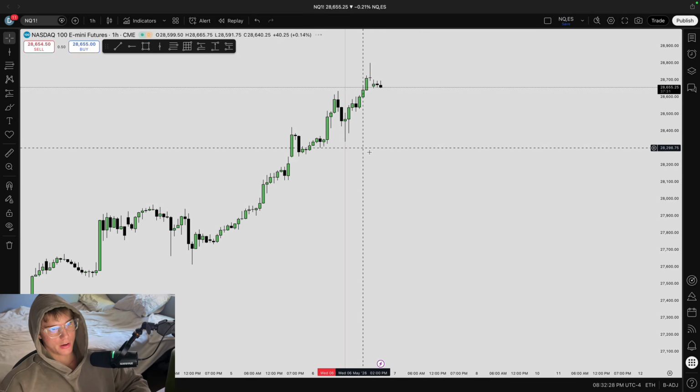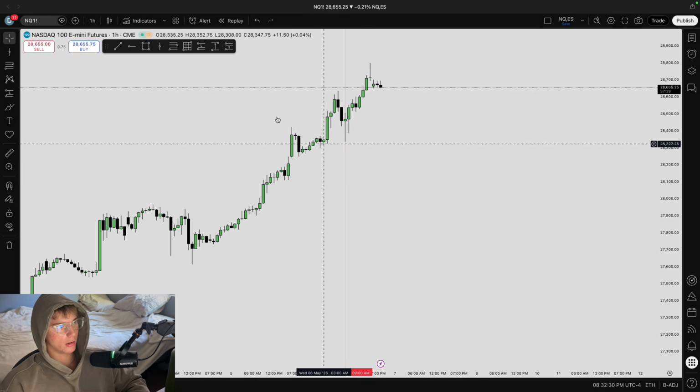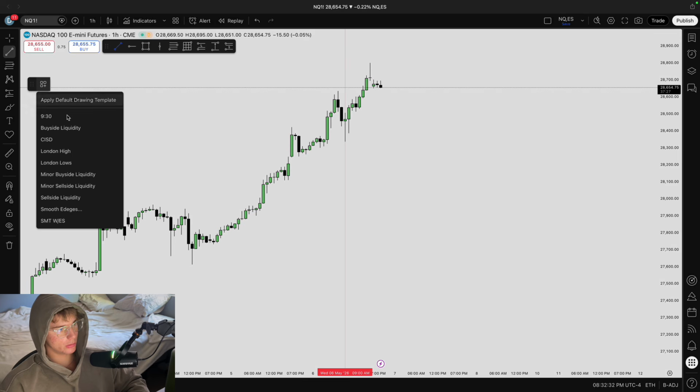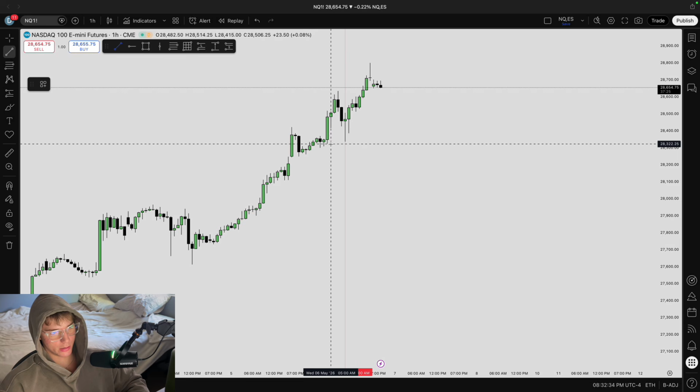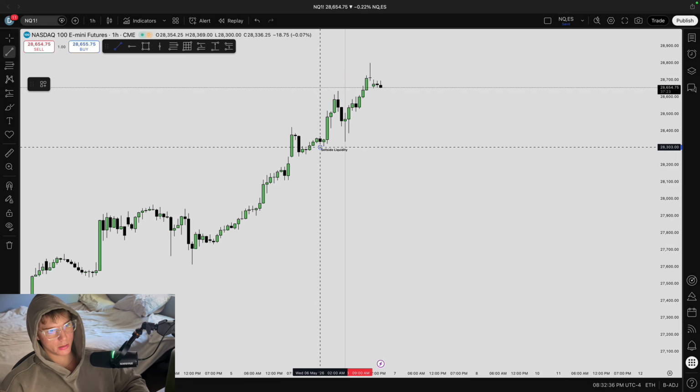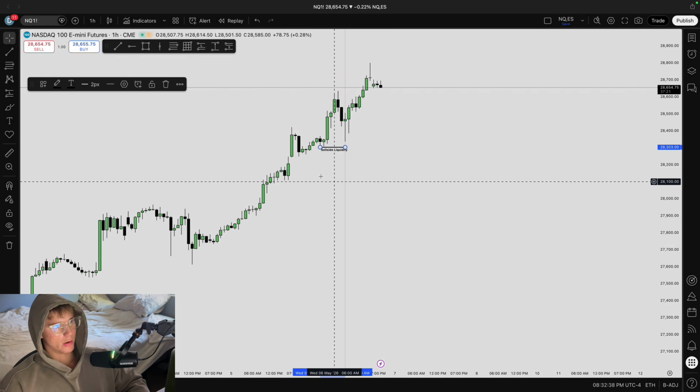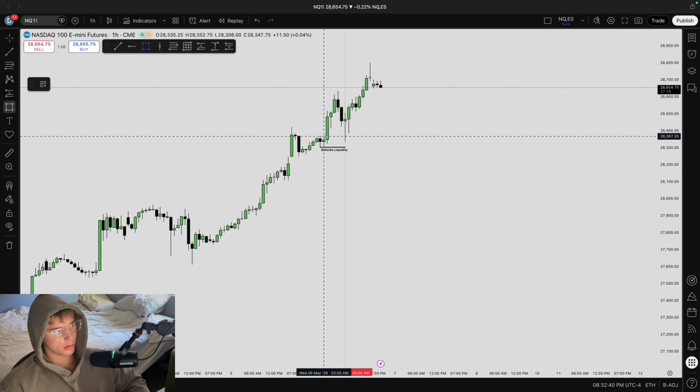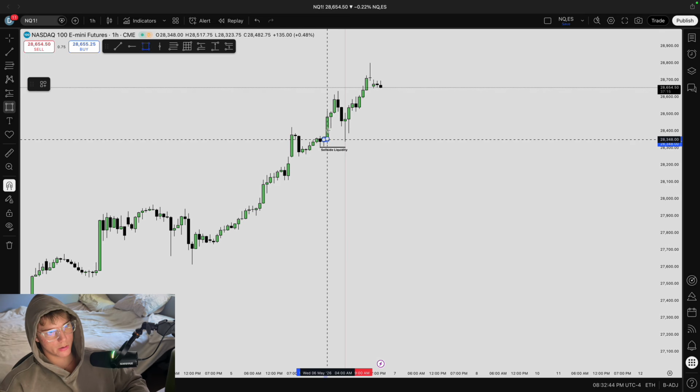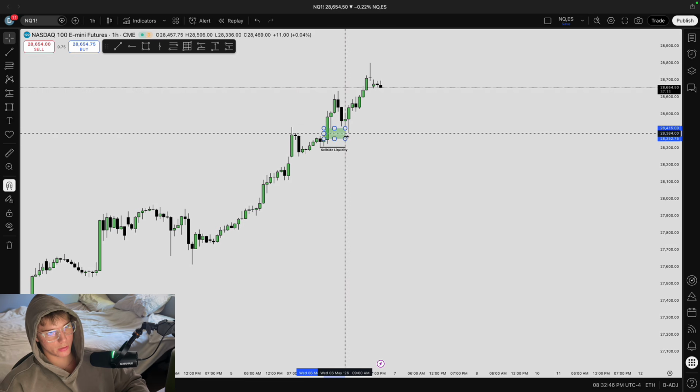On the 1 hour, not much to look at, other than some lows that had a possibility of getting hit, which was just this low right here. And then we also had this 1 hour fair value gap right there.